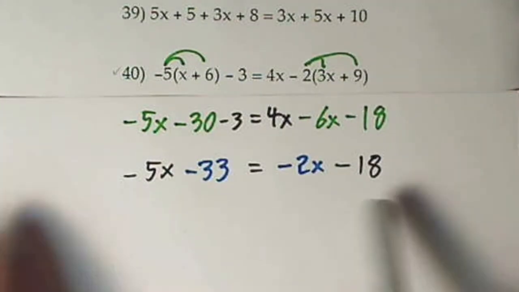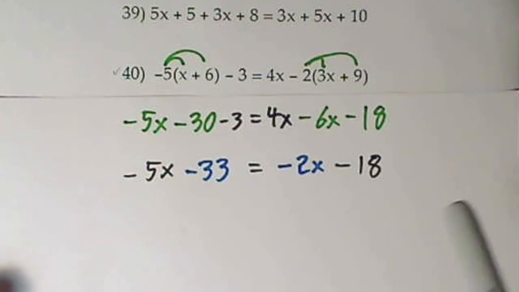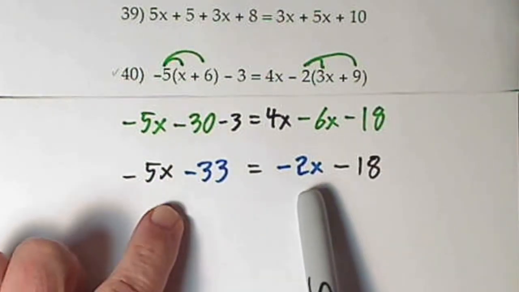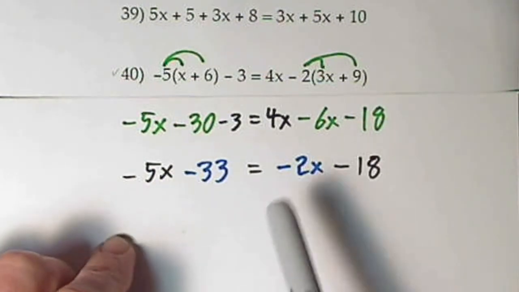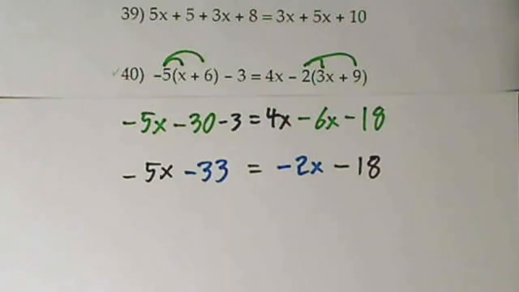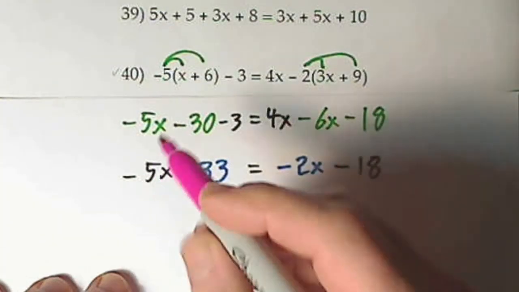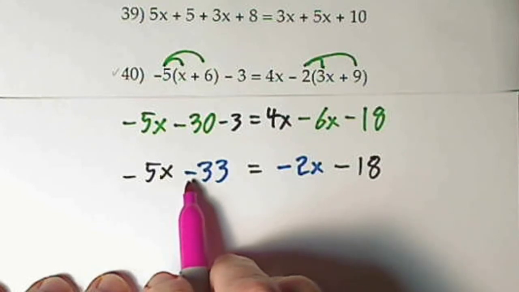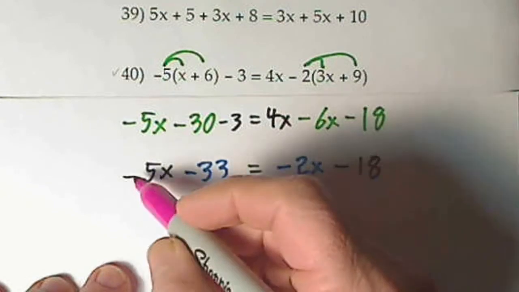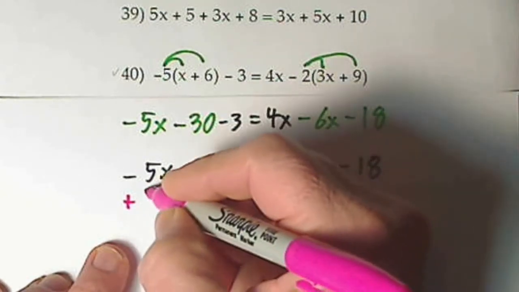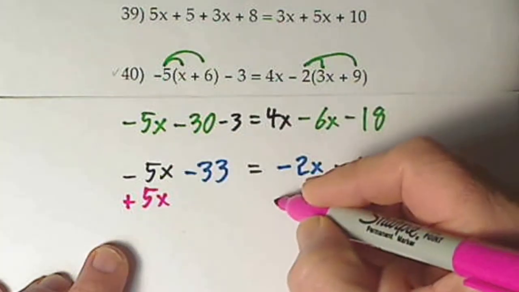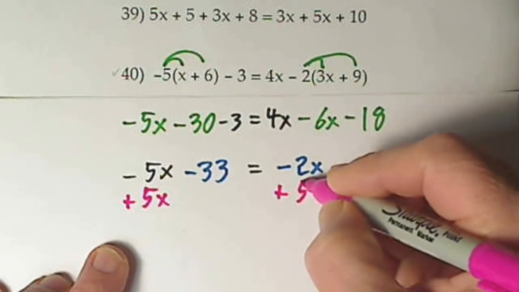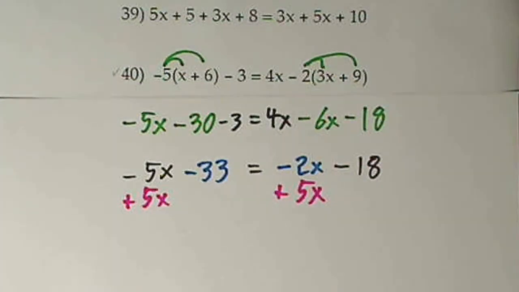Okay, now you've cleaned up each side as much as you can. Now you need to get rid of one of these x's. So my preference will be get rid of that negative 5x, just because I'd rather end up with positive x values. So to get rid of a negative 5x, it's held there by addition or subtraction. So I'll use addition or subtraction to get rid of it. If that's a negative 5x, I'll put positive 5x underneath, and I'll put positive 5x underneath.